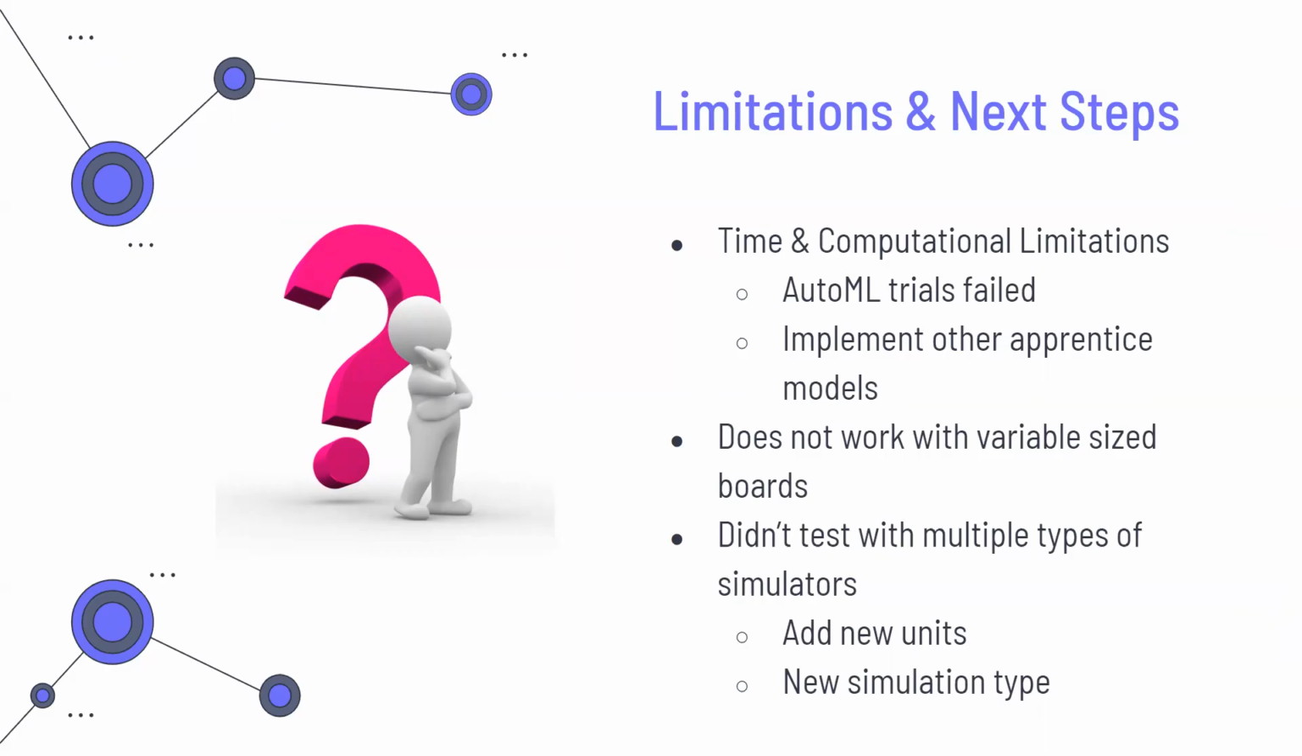This doesn't exactly work with variable sized boards. For example, we trained with a 10 by 10 board, but it wouldn't work with a 30 by 30 board. For that, we could use an RNN instead. We also didn't test with multiple simulator types, so we could also try adding new units and different simulation types.